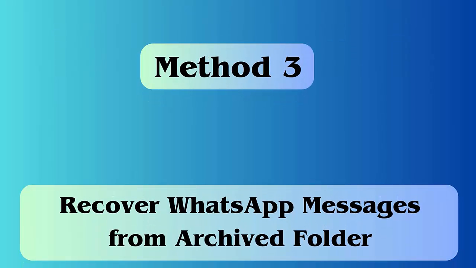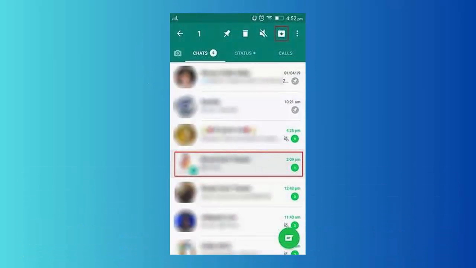Method 3. Recover WhatsApp messages from the archived folder. Follow the steps. First, launch WhatsApp and move down to the chat screen at the bottom and click on Archived. Now, click and hold the thread you want to restore and click on the Unarchive option.